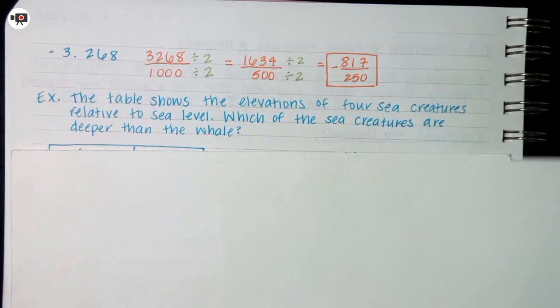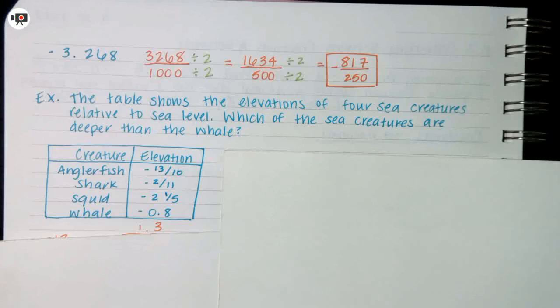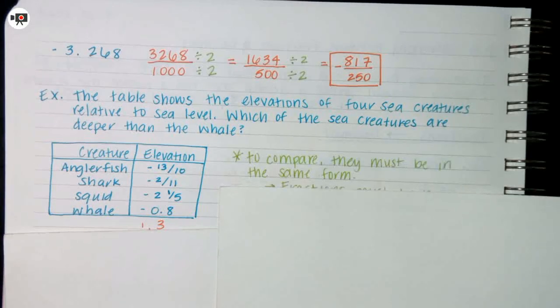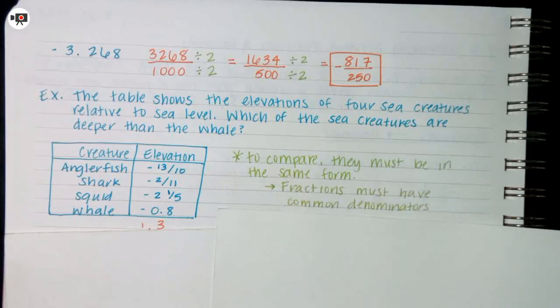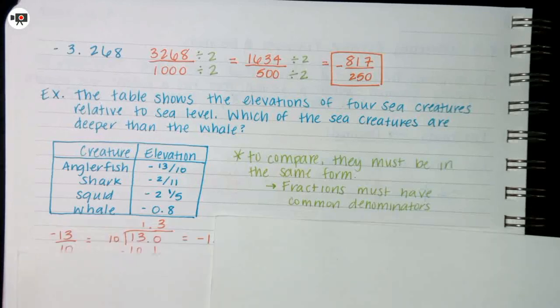Now the table shows the elevations of 4 sea creatures relative to sea level. Which of the sea creatures are deeper than the whale? So to compare these numbers, I need to have them in the same form. All fractions or all decimals. If I choose fractions, they have to have common denominators. So I think that it's going to be easier to put them all as decimals rather than finding a common denominator for all of those.